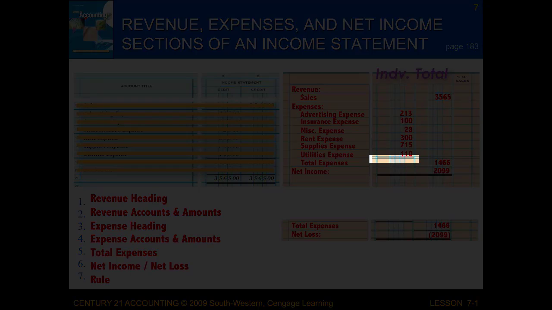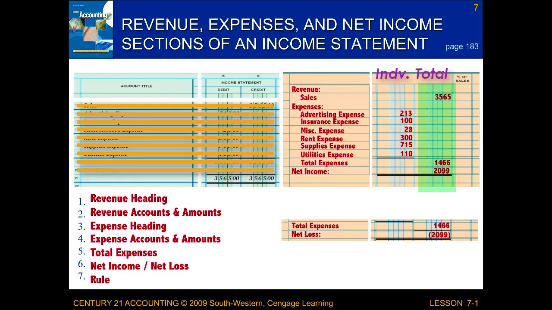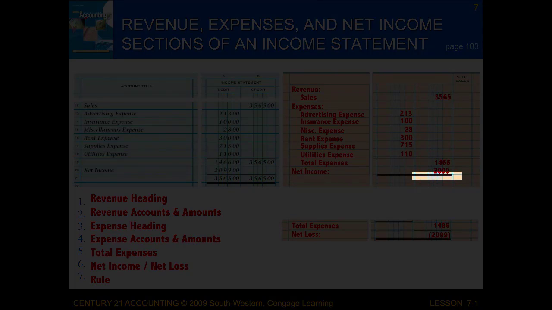There's a single rule underneath all of the individual advertising expense amounts and the other individual ones because we totaled that. And then there's a single ruled line underneath total expenses because technically I'm doing my math in this straight line of 3,565 minus my expenses, 1,466 means I would have a net income of 2,099. So this is just a straight math problem down here on the right. And if those expenses plus that income equaled the sales, I would double rule it to show that I'm right.